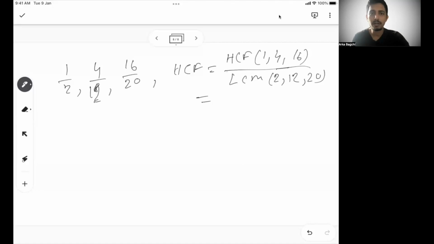So HCF of 1, 4, and 16 is 1. LCM of 2, 12, and 20, if you do it, is 60. You can calculate that, it will be 60. So HCF of all three fractions is 1 by 60.